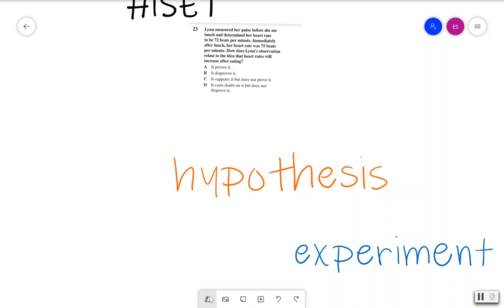The answer here is going to be C, because the idea that she has an increased heart rate is supported by the fact that her heart rate did increase in this case. But we would need a lot more study to know for sure that that's true. Just one person is not enough to verify it, but it definitely does support the hypothesis.